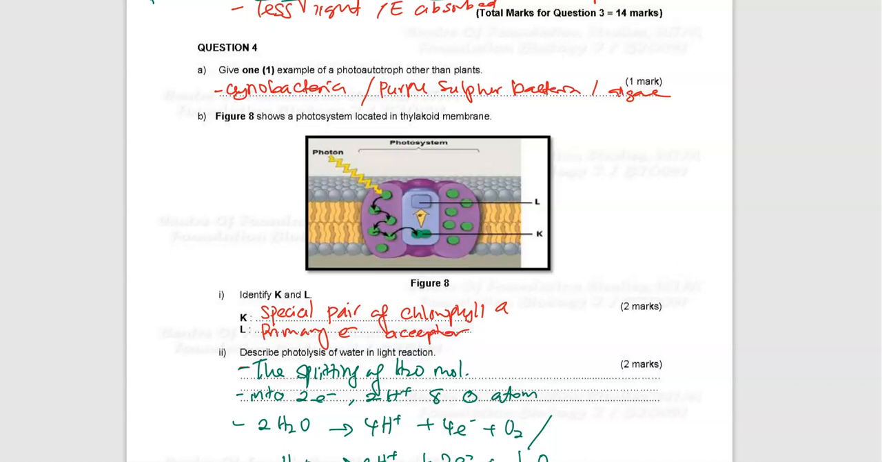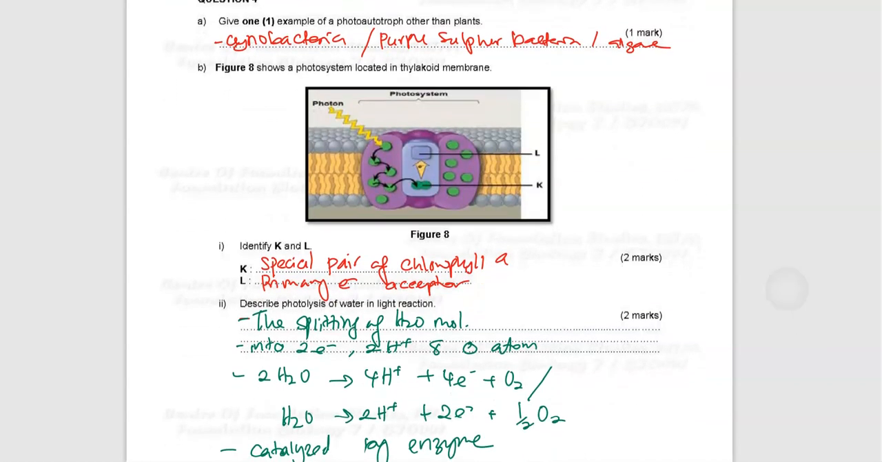Question B, figure 8 shows a photosystem located in the thylakoid membrane. As you can see, this is the photosystem. It can be photosystem 1 or 2. K is the reaction center where the special pair of chlorophyll A will be located. Kalau photosystem 2, it is P680. Kalau photosystem 1 is P700. L is primary electron acceptor. So identify K. K is a special pair of chlorophyll A in the reaction center. L is primary electron acceptor.